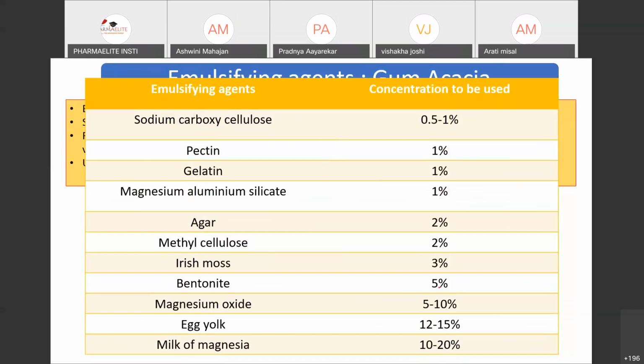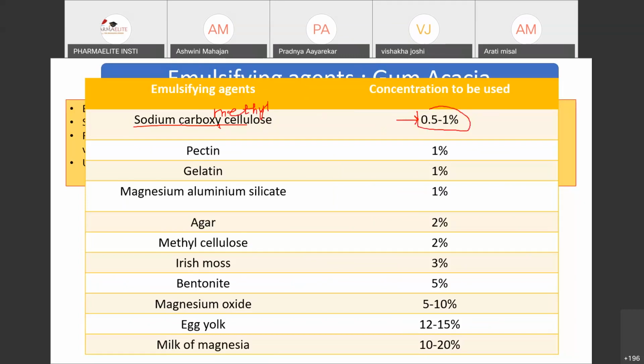The answer is no. But there are some specific emulsifying agents for which you need to remember the concentration, which are a probable question. Now, there is a trick in this as well. It's easy. If you see sodium carboxy methyl cellulose, the word methyl is missing. Sodium carboxy methyl cellulose is used in the concentration of 0.5 to 1%, the least.